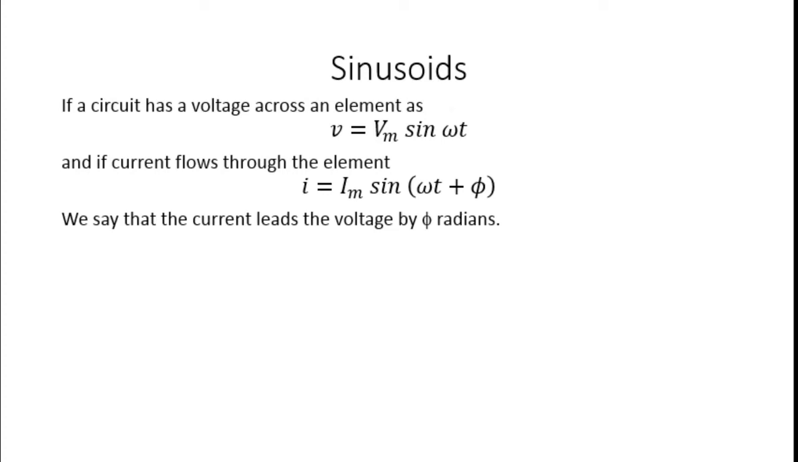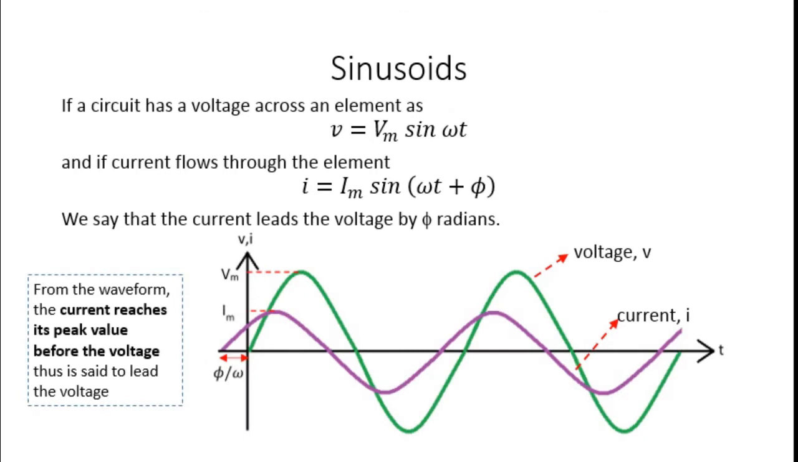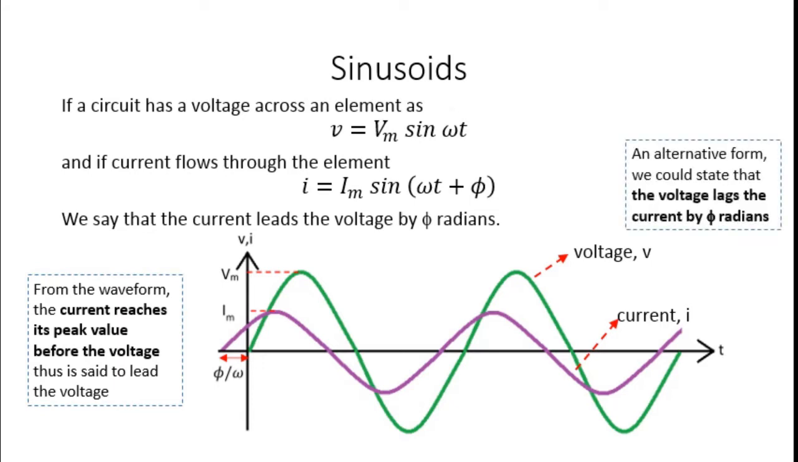From the expression, we know that the current leads the voltage by phi radian. When we plot the graph of these two signals, we see that the current, the purple line, is in advance compared to the voltage, the green line. Here, the current reaches its peak value first, followed by the voltage. Therefore, we can say that the current I leads the voltage V by phi radian. Alternatively, we can describe it as the voltage V lags the current I by phi radians.